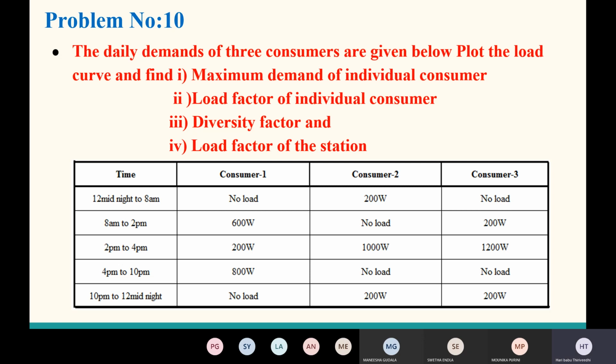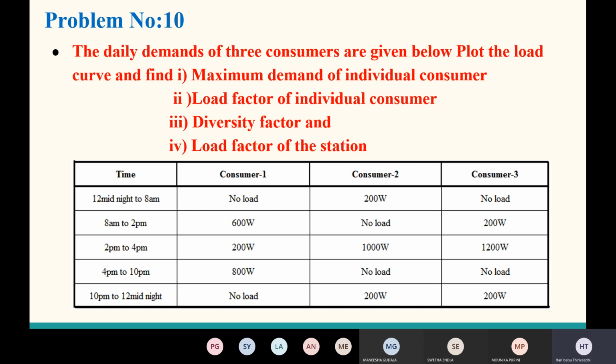So all of you write down problem number 10. The daily demands of three consumers are given below. Plot the load curve and also find the maximum demand of individual consumer, load factor, diversity factor, and load factor of the total station.